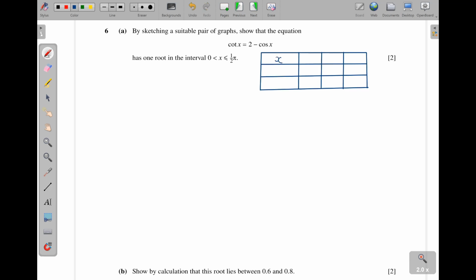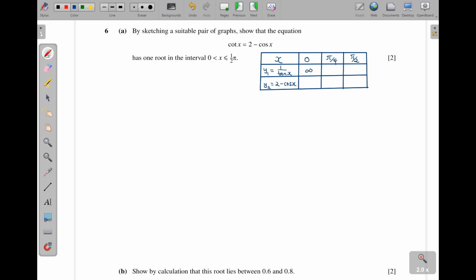So I have x, then I have y1, which is equal to cot x, and cot is 1 over tan of x, and then y2 is going to be equal to 2 minus cosine of x. So I can have from 0, then pi over 4, and then pi over 2. So tan of 0 is 0, okay? Then 1 over 0 is undefined.